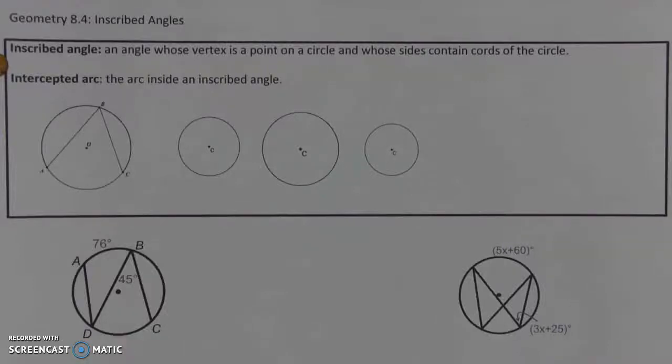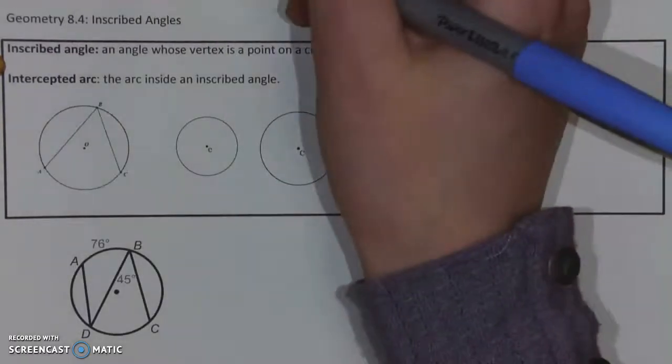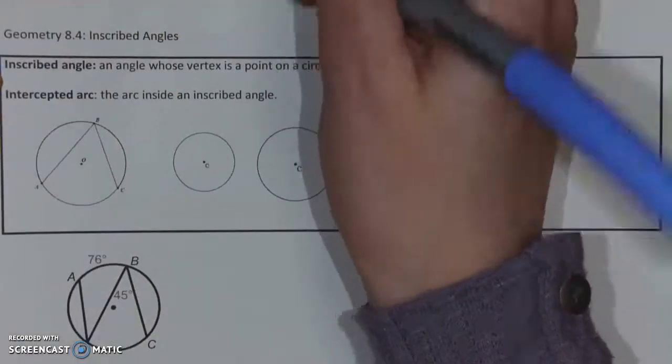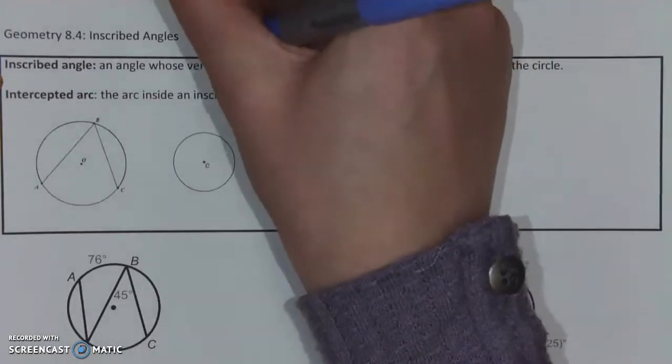When we're talking circles, one thing that comes up quite often are inscribed angles and intercepted arcs. Now, in order to understand this concept, we're going to have to remember a few things. First off, don't forget what are called central angles.